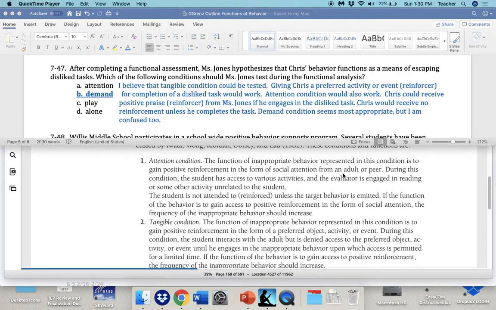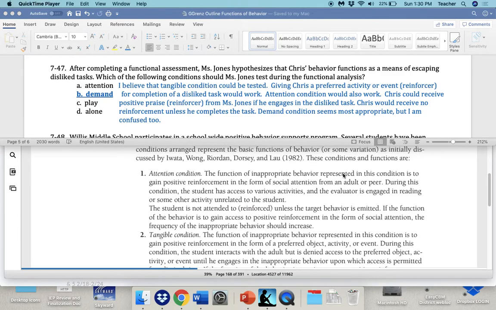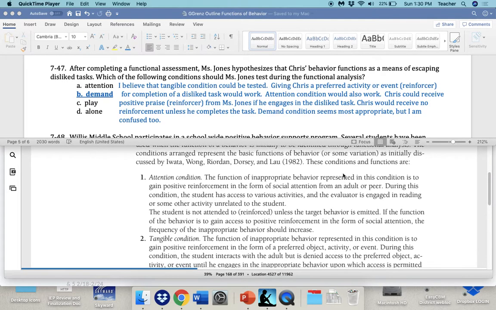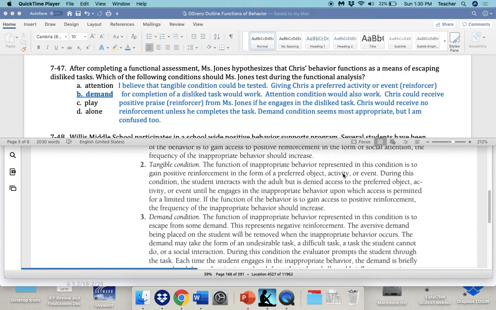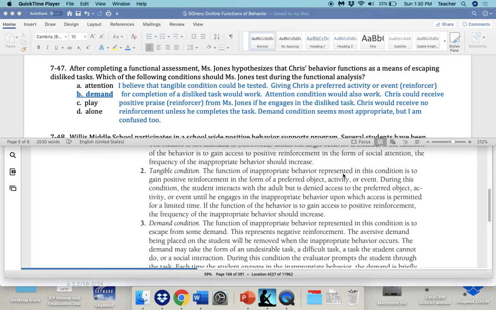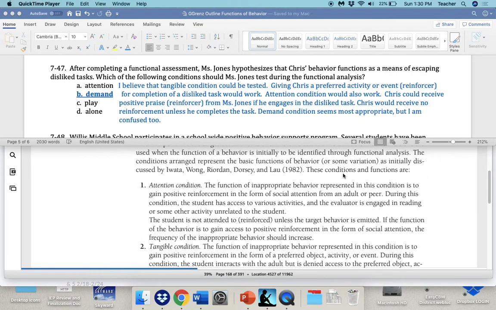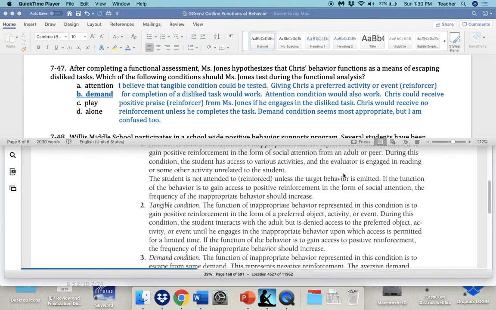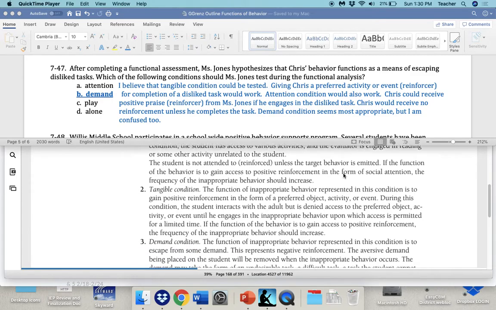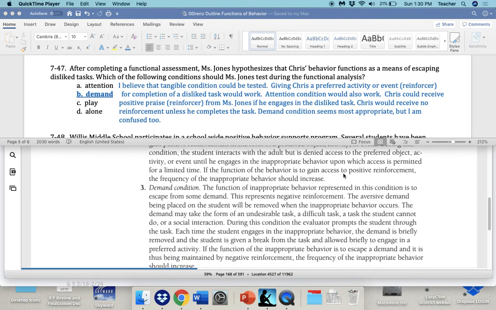I'm just confused. Are we trying to figure out the function, and is the function possibly attention, or is the function tangible or demand? Or are these conditions why it's happening? I know we don't want to know the why. We want to know the function, but I'm just confused.